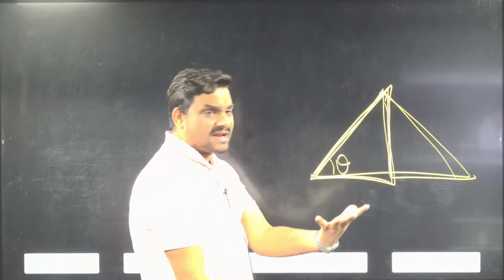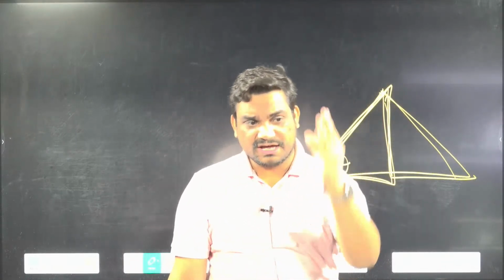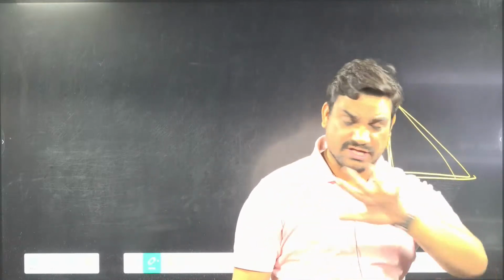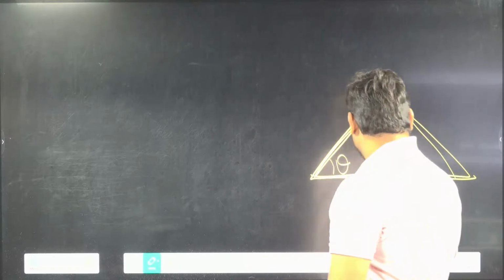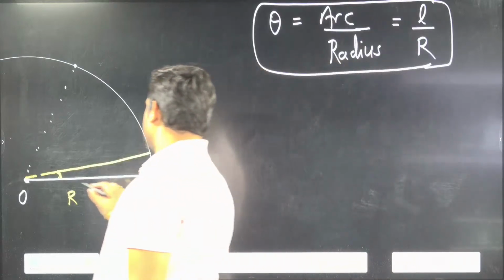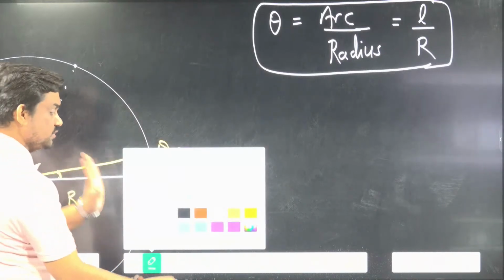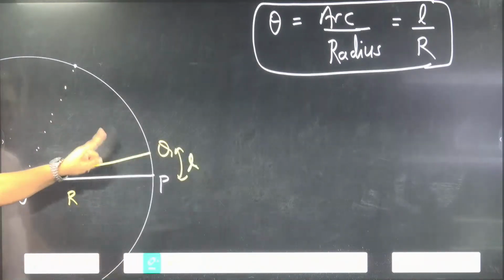If any triangle is given to you anywhere, we can draw the perpendicular, and then we can use it freely. There is no problem. The only thing is that you have to draw the perpendicular.